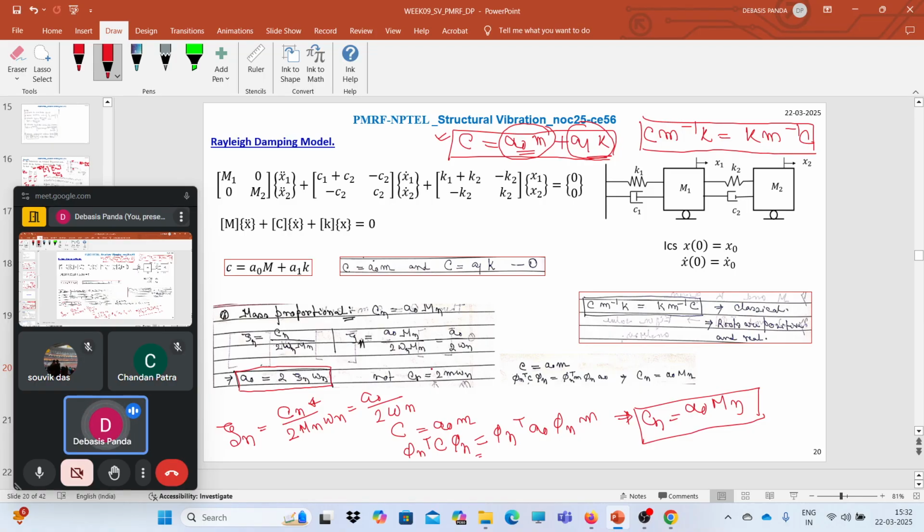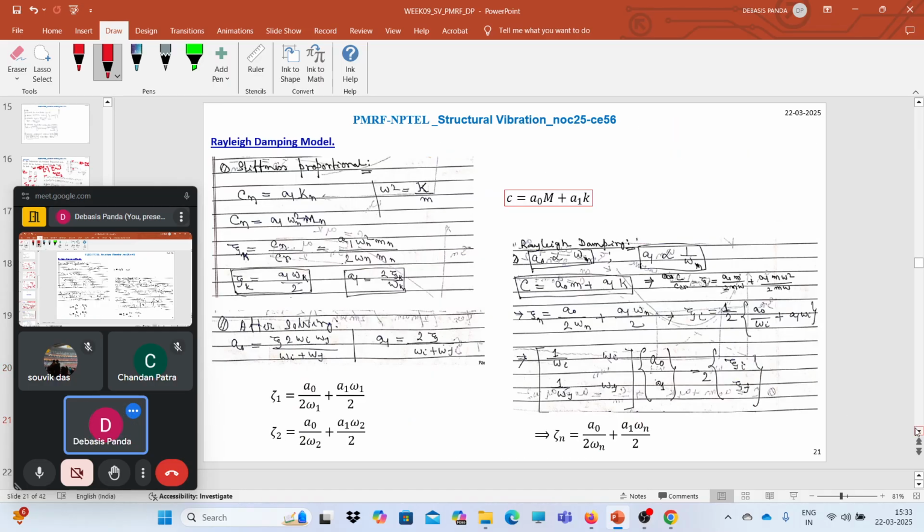Critical damping means the amount of damping needed to completely diminish the vibrational energy from the system. So CCR is equal to twice M omega n, but we have found out that A naught is twice zeta omega n. That means A naught is proportional to your omega n, right? That means the proportionality constant related to the mass is directly proportional to omega n. We need it because we first go through the stiffness proportionality, then we will combine these two.